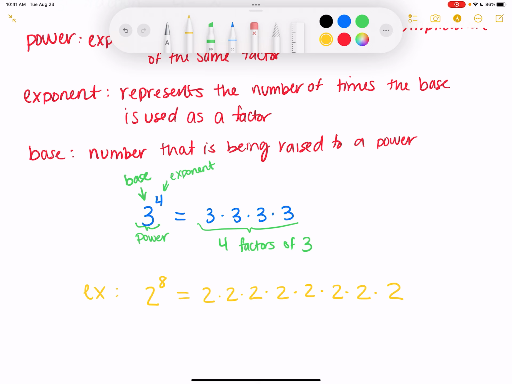So if we were actually multiplying that out, we would have 2 times 2, which is 4, times 2, which is 8, times 2, which is 16, times 2, which is 32, times 2, which is 64, and so on and so forth. You get the idea. But that's all that means.